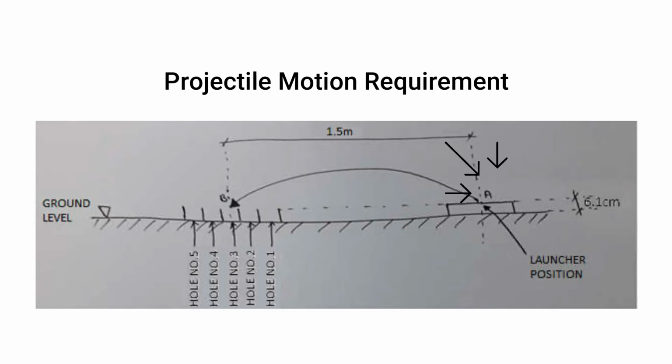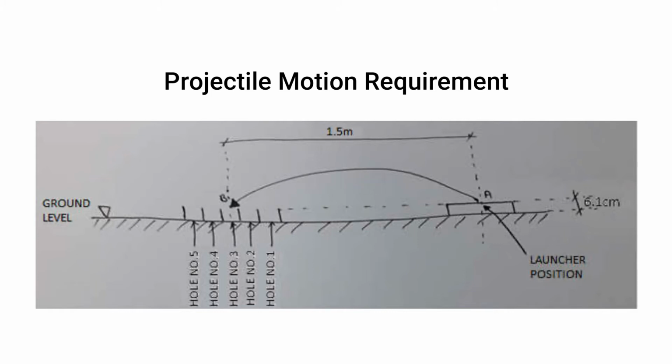The launcher must be placed at the launch position, where the initial height of the ping pong ball should be 3.1 cm above ground level. The ping pong ball must not exceed point A, which is 1.5 meters from point B. An illustration of the setting is shown in figure 1. The ping pong ball will be released from the launcher in the direction shown to enter the hole at point B.